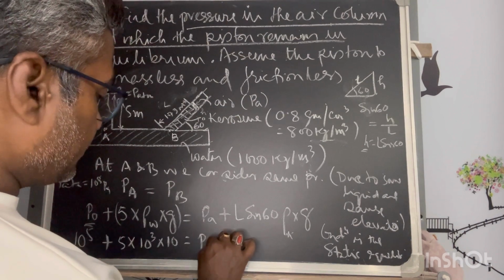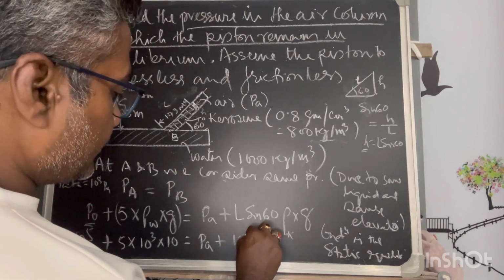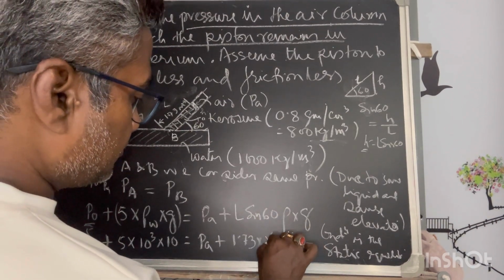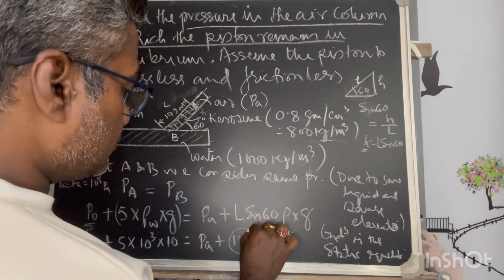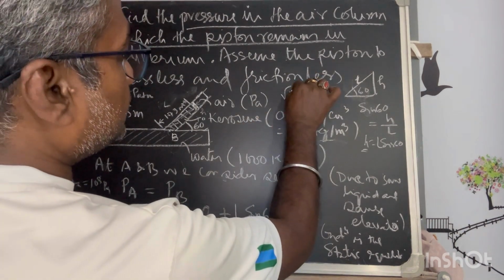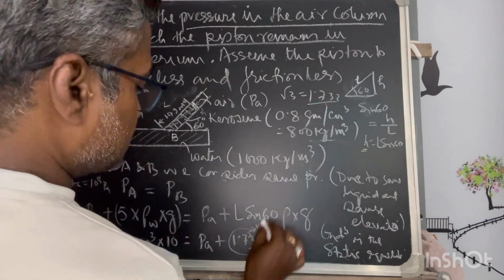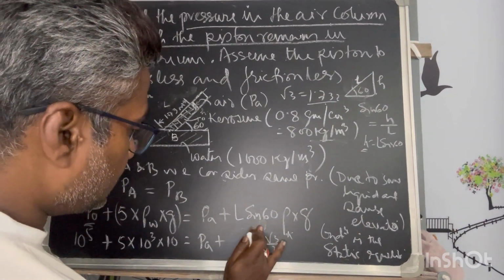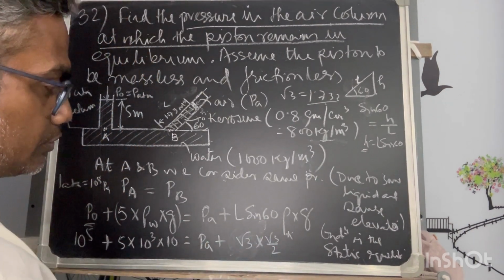Here PA is unknown, L is how much? 1.73, and L 60 is equal to root 3 by 2. This is almost root 3, because root 3 is equal to 1.732. So if I round up, you can consider this as root 3. So I will eliminate the decimal calculation and put it in this form, root 3.